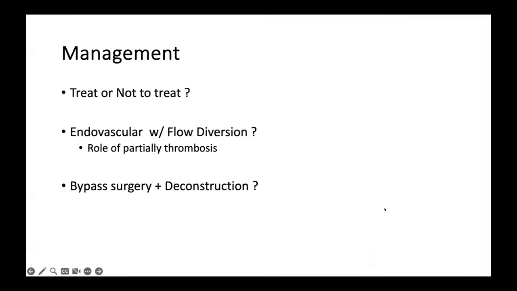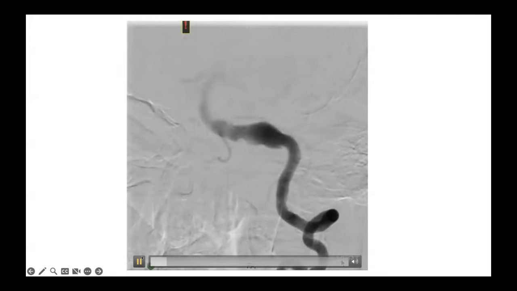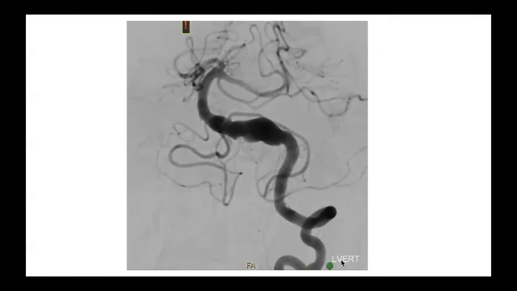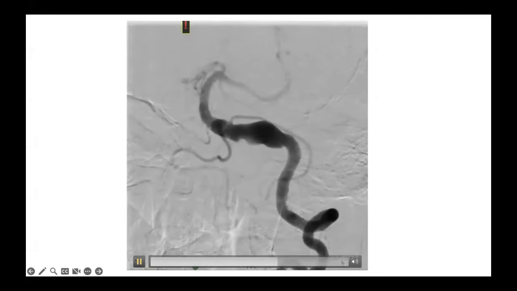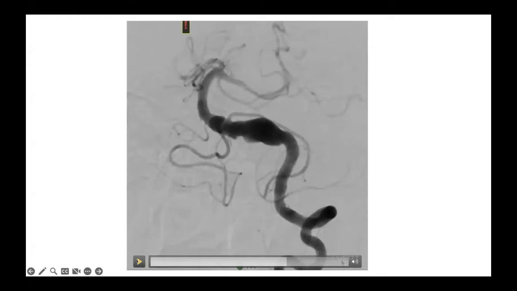You have options because you have PCOMs, that's unusual. Usually there are PCOMs. Yeah, very good PCOMs, and even the ICAs seem to be arising from the distal portion. So, well, that's the key, is that you can oppose the flow diverter to the ICAs at this. Correct.